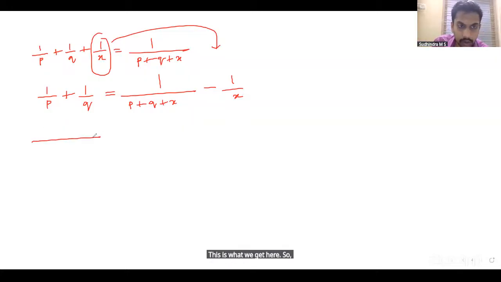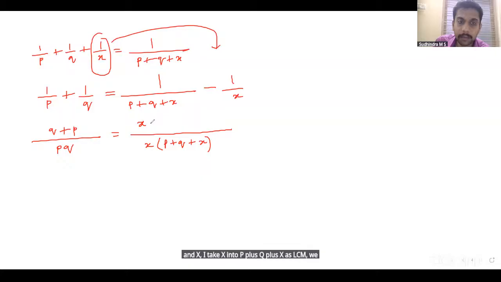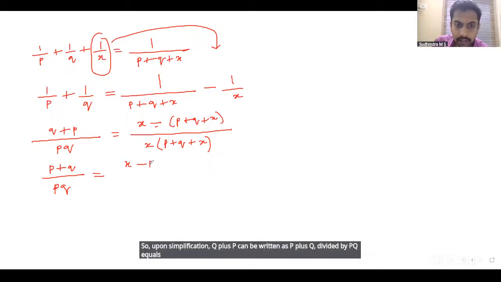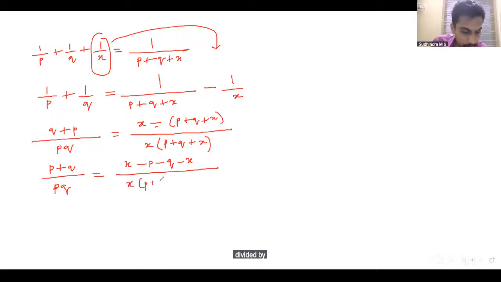So 1 by P plus 1 by Q, PQ LCM, Q plus P is equal to, taking X into P plus Q plus X as LCM, we get X minus of P plus Q plus X. So, upon simplification, Q plus P can be written as P plus Q divided by PQ equals X minus P minus Q minus X divided by X into P plus Q plus X. X minus X gets cancelled. P plus Q divided by PQ is equal to minus P minus Q.